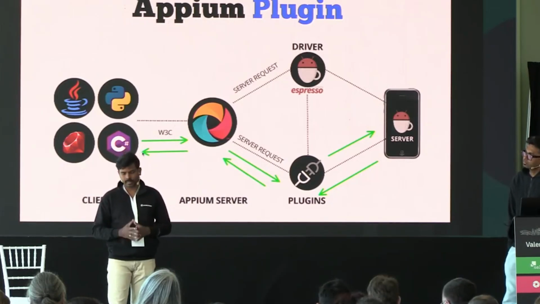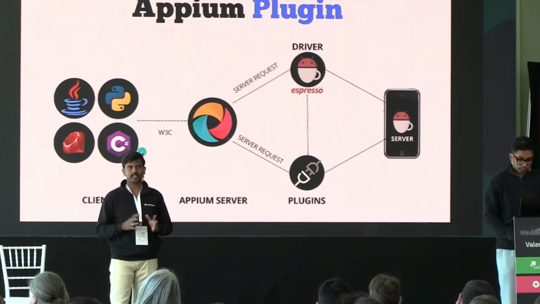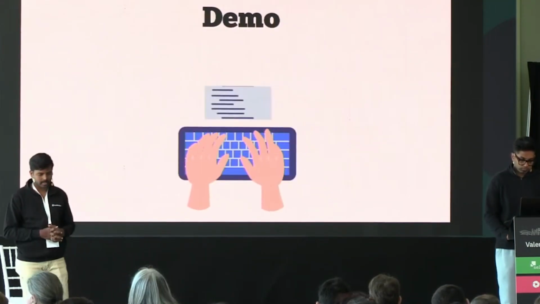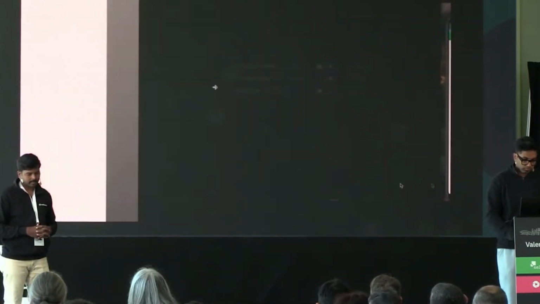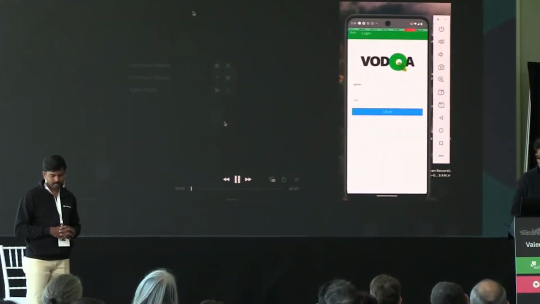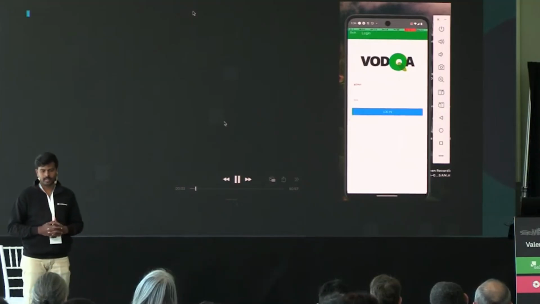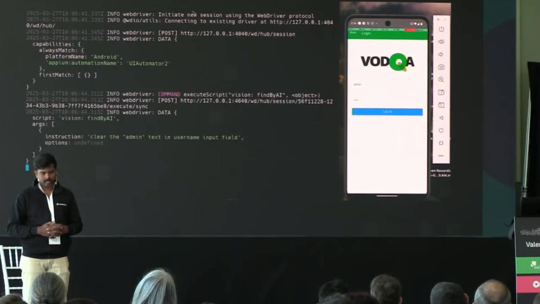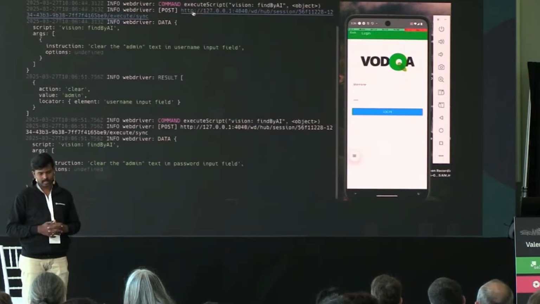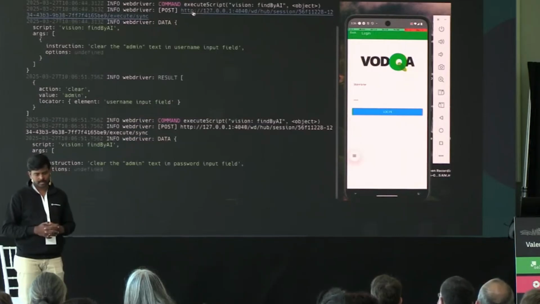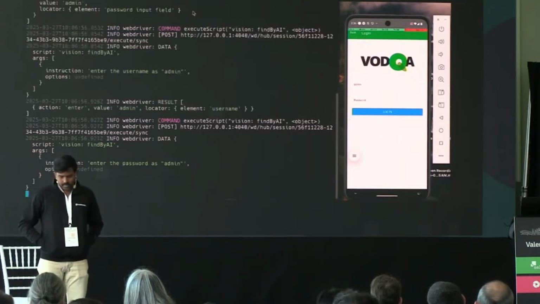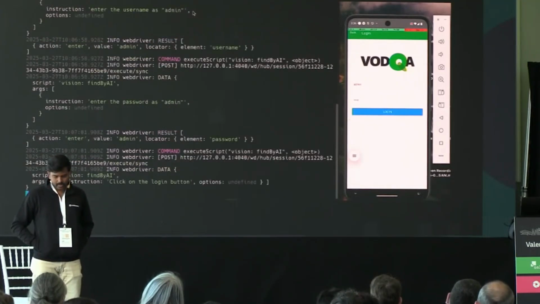Now let's go ahead and see everything in action, how this goes forward and executes. Let's see a quick demo. Here we have a short script, and we have a React Native based application running on your right side called Hodka. The instruction we are talking about here, you could see, is to clear the admin text in the username input field. Yeah, it does it. It does the clear for password. It enters admin in the username field.